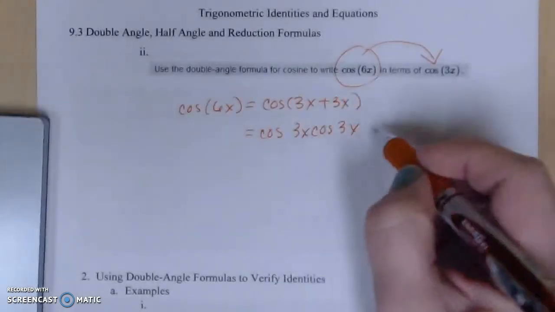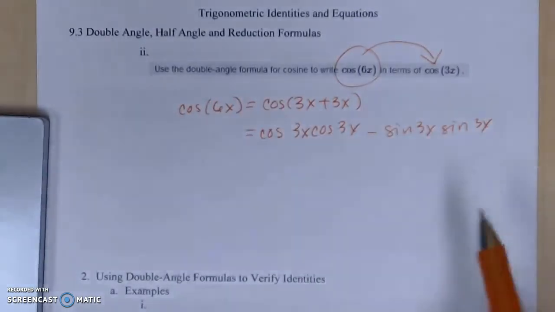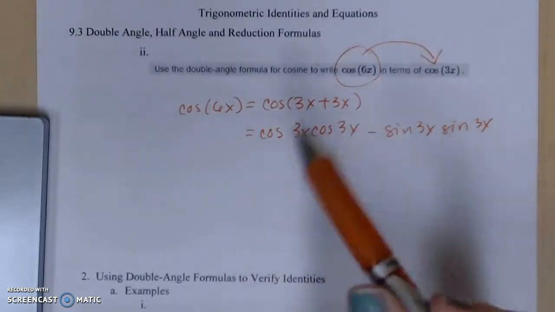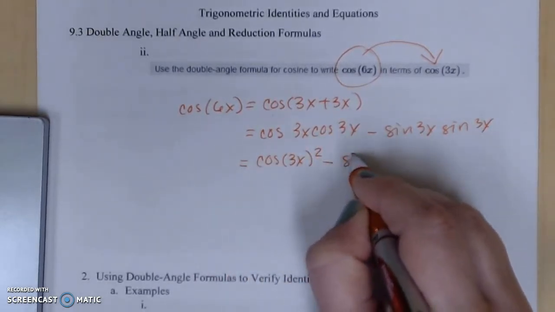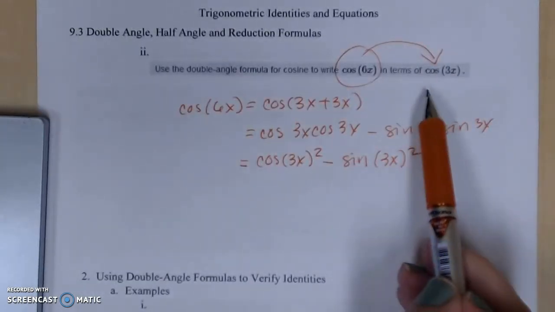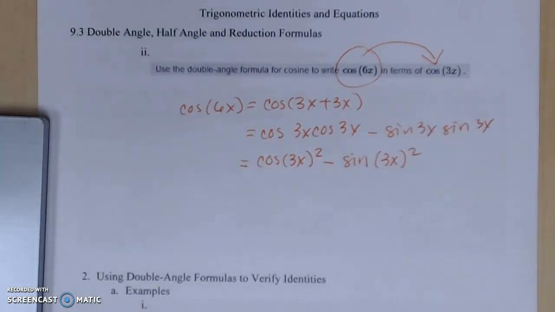So think about this. This would be cosine of 3x, cosine of 3x, just adding those two together, minus sine of 3x, sine of 3x, because we're considering this like cosine of alpha plus beta, but my alpha and beta are the same. So that simplifies down to cosine of 3x squared minus sine of 3x squared. And so I have it now in terms of 3x. I want to show you this proof because it takes into account the proof of how we can get our double angles to work out as well.